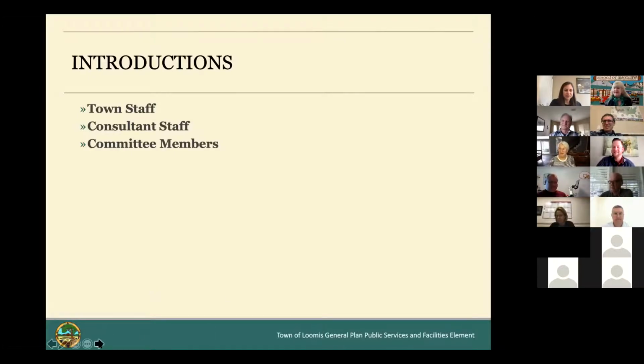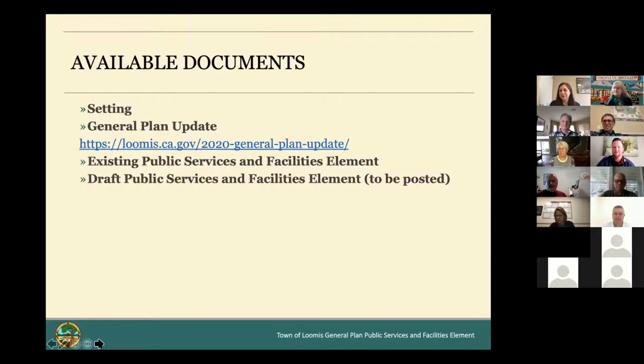Great. Well, thank you everyone for your introductions. We can go on to available documents. So if you go online to the general plan update website, which I have posted here, you'll find the setting. And then we will be posting the existing public services and facilities element. That's posted, and then we will be posting the draft that's upcoming. So you'll be able to look through all of those. And you can also look at the settings and any portions of the general plan that aren't related to this. You can look at any of the materials up there, and it would be good to do so to help you inform yourself about each of the different elements and the general background that's happening right now.